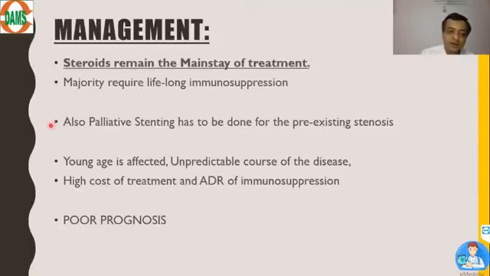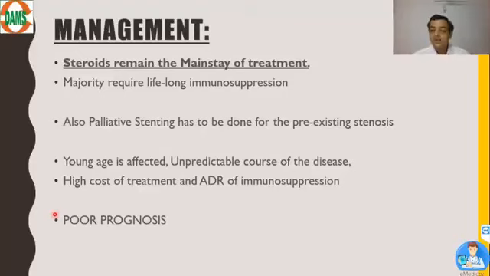Okay, so young age is affected. There is an unpredictable course of the disease, and high cost of treatment and adverse drug reaction of immunosuppression make the prognosis poor. Okay, so it is not anything inherited. The cause is idiopathic. There is no inherited point here.